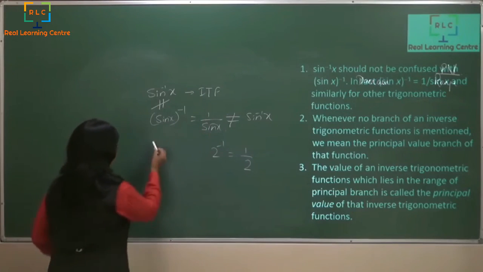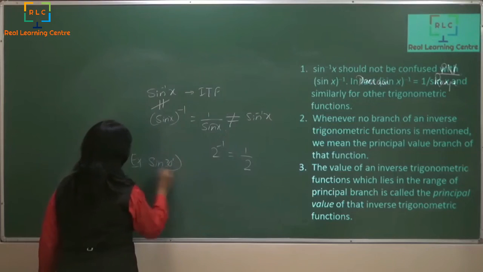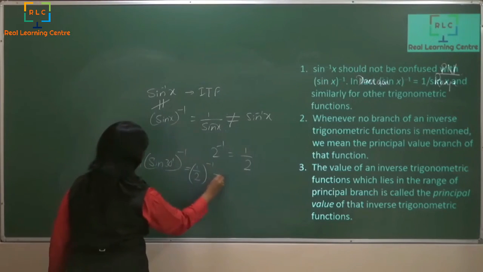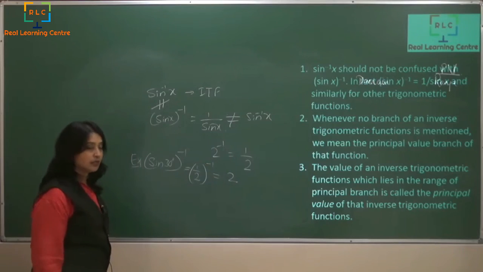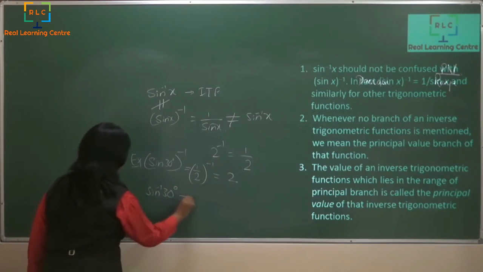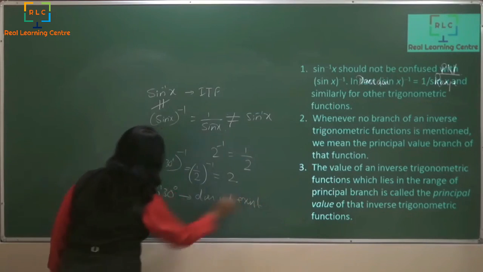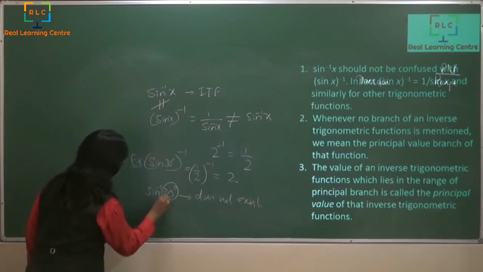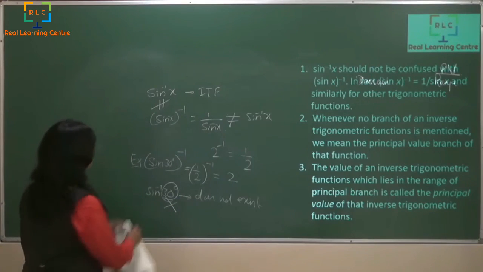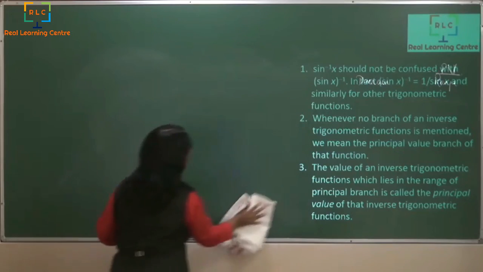For example, suppose you have (sin 30 degrees)^-1. Then this will be equal to (1 by 2)^-1, which is equal to 2. So you don't have something called sin inverse 30. It does not exist. Why does it not exist? With an inverse trigonometric function, I cannot have a degree at all. I should have a value. So sin inverse x and (sin x)^-1 are not the same.